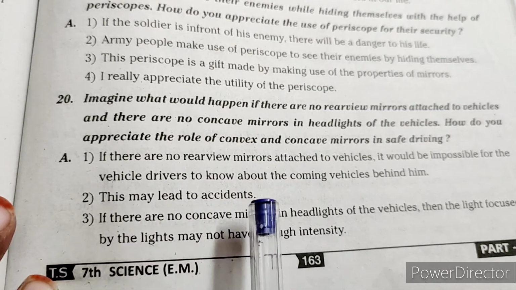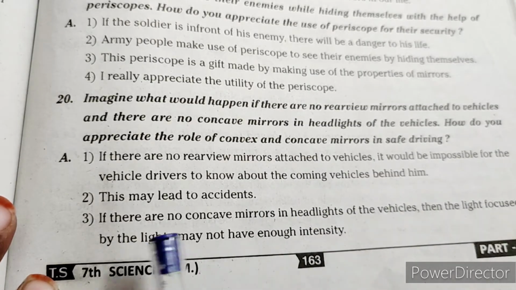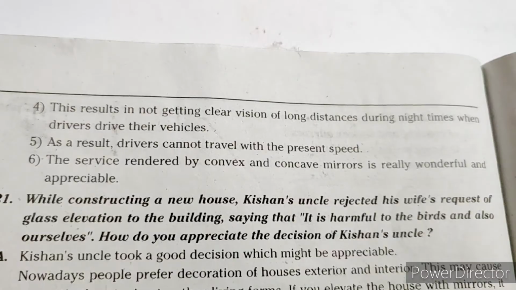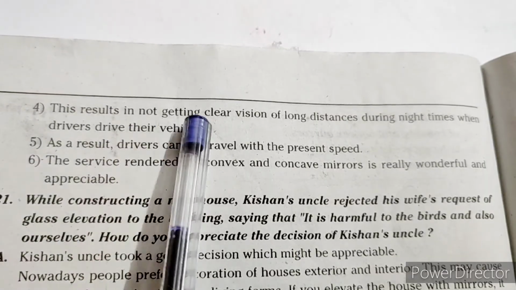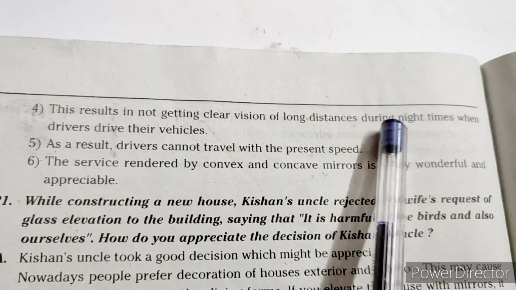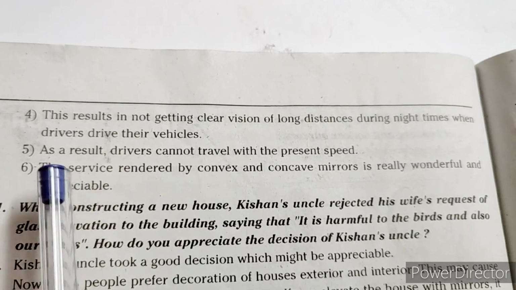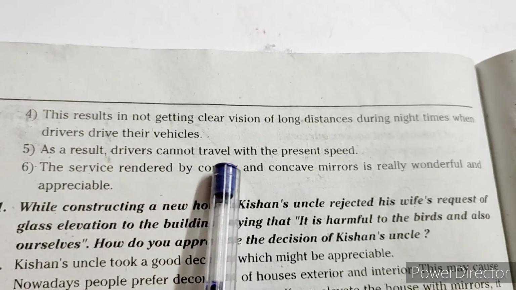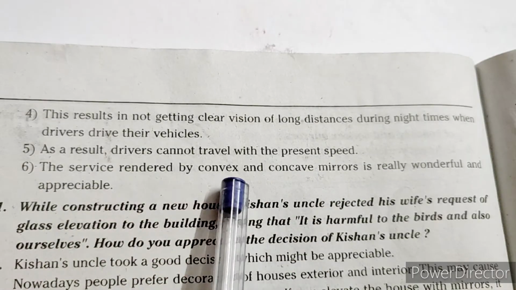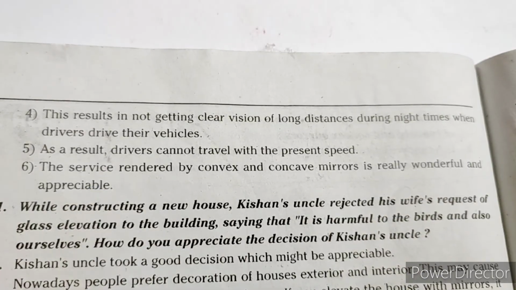If there are no concave mirrors in headlights of the vehicles, then the light focused by the lights may not have enough intensity. This results in not getting clear vision of long distances during night times when drivers drive their vehicles. As a result, drivers cannot travel with the present speed. The service rendered by convex and concave mirrors is really wonderful and appreciable.